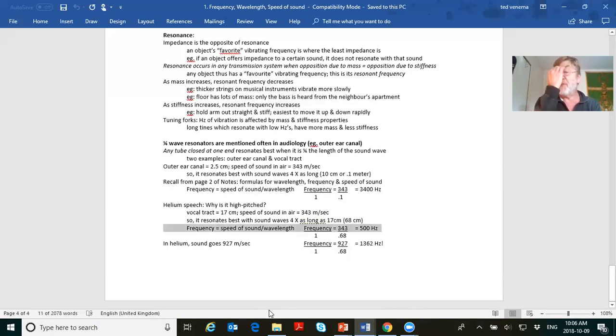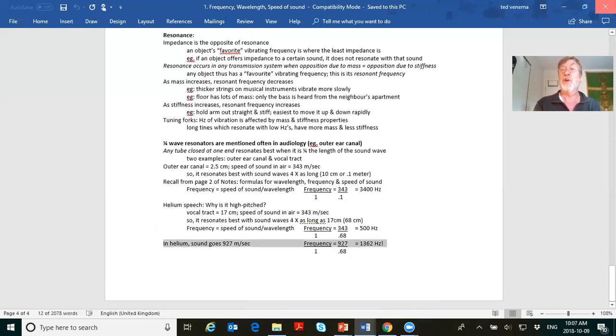Helium, remember, though, is less dense than air. That's why helium balloons float up. They go up because they're less dense than air. So what happens? The more dense something is, the slower sound goes through it. The less dense, the faster sound goes through it. So sound travels through helium at 927 meters per second. F is equal to 927 divided by 0.68. And when you do that, you get 1,362 hertz. No wonder your voice gets higher on the helium.